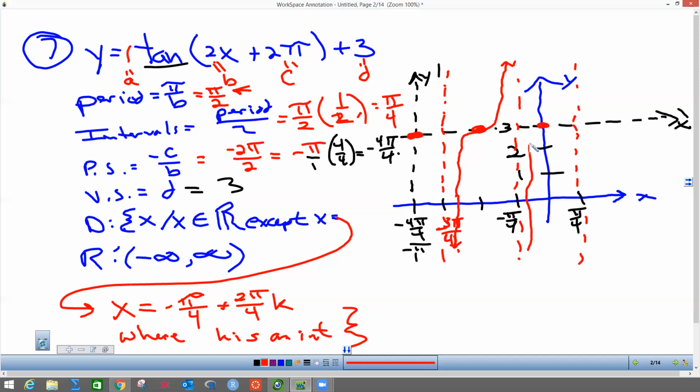But my tick marks, as you can tell, are not the same length apart. So this is not the best drawing in the world. But you get the idea. Okay, questions on that one? So that's number 7.